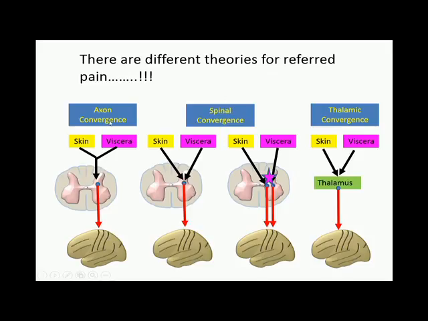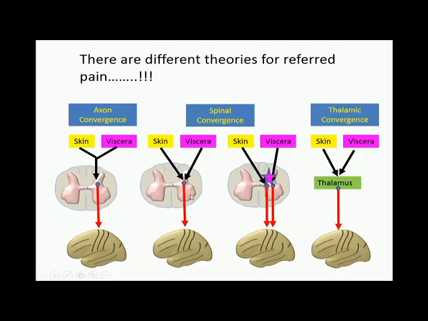In the axon convergence theory, some neurons have axons or dendrites going into both skin and viscera. So the same neuron has connections from the skin and viscera, and the convergence occurs at the level of axons. They use that hypothesis to explain referred pain, and there is some evidence for that. But mostly the convergence of signals occurs in the spinal cord.